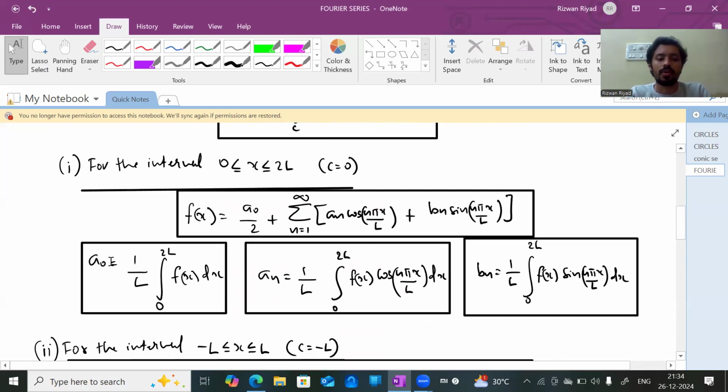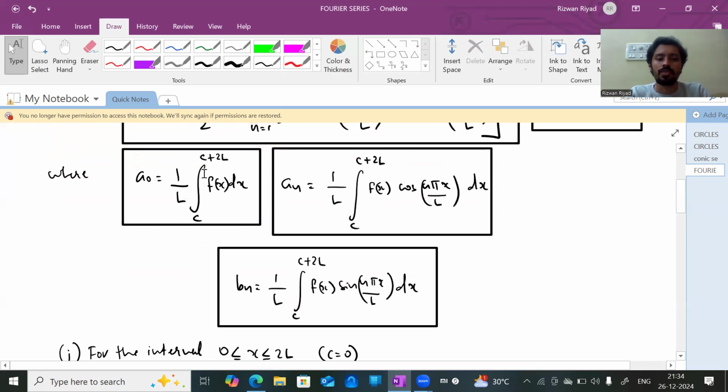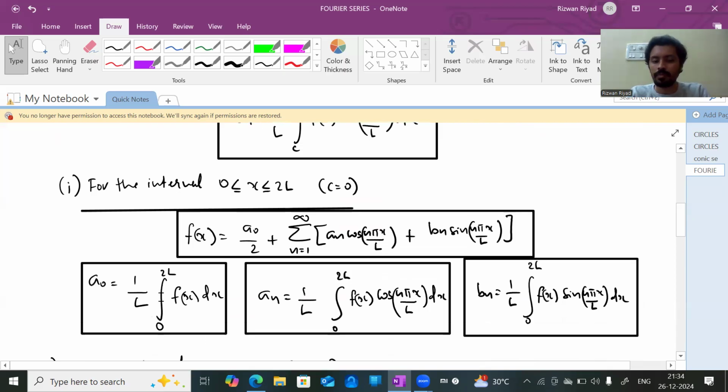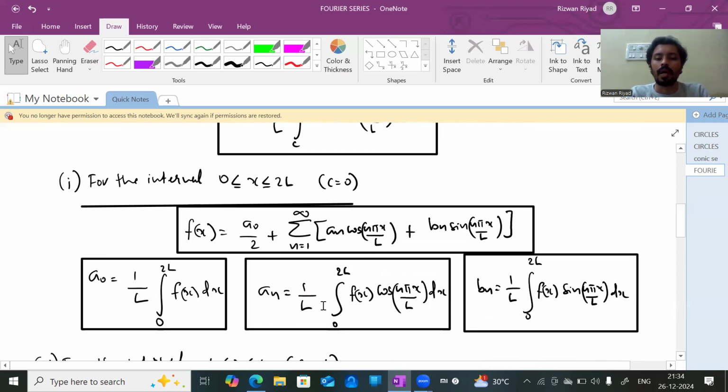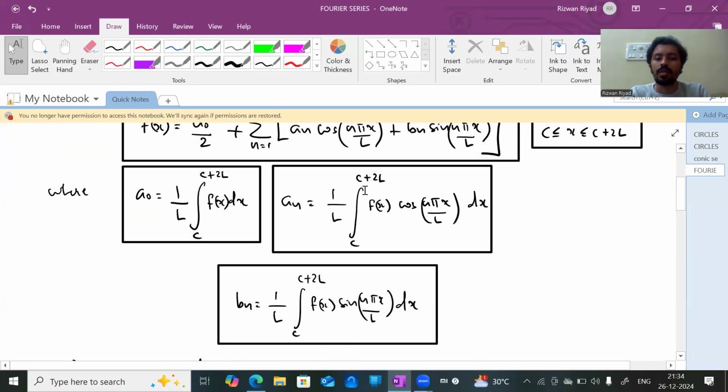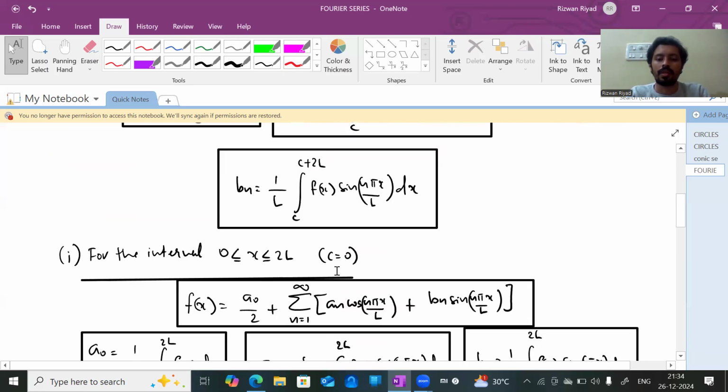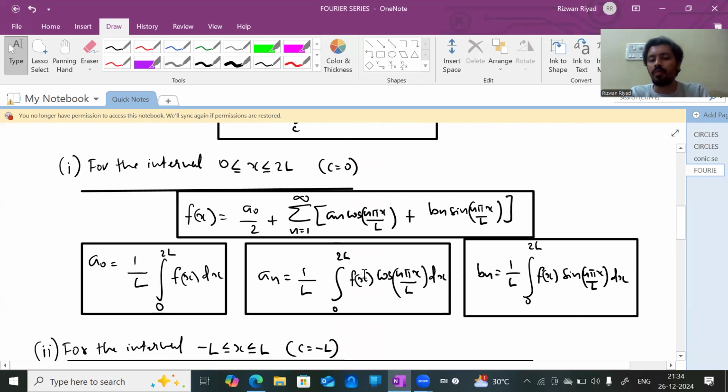So what will happen to a0? A0 becomes 1 by L integral 0 to 2L f of x dx. So c to c plus 2L becomes 0 to 0 plus 2L, means 0 to 2L. This change will happen to a0. Similarly, an is equal to 1 by L integral, c to c plus 2L becomes 0 to 2L, f of x cos n pi x by L dx. Same change you can see in bn also. Bn is equal to 1 by L integral 0 to 2L f of x sin n pi x by L dx.